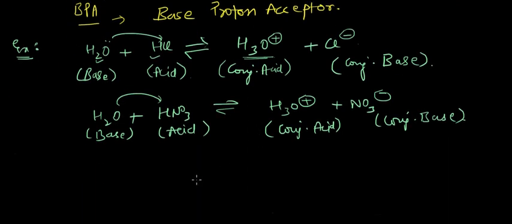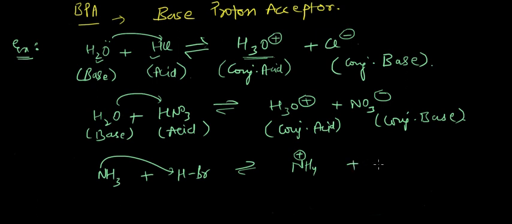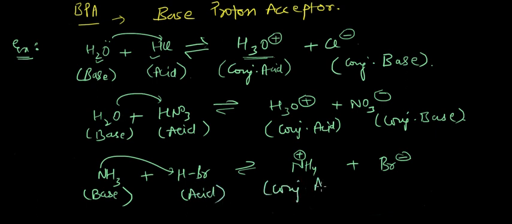Okay, so let's take one more example. We have NH3 plus HBr gives, now this N atom actually accepts proton and becomes positively charged and releases Br. So this would be base here, this would be acid here, this would be conjugate acid here, this would be conjugate base here.